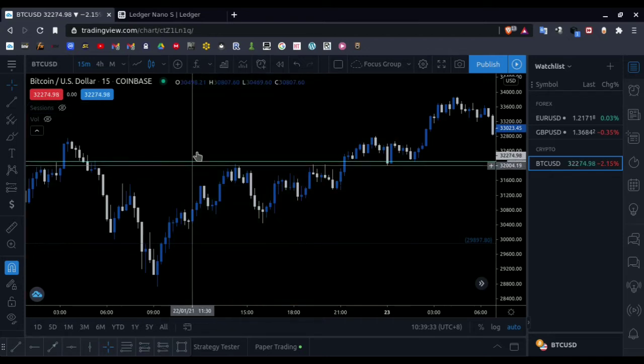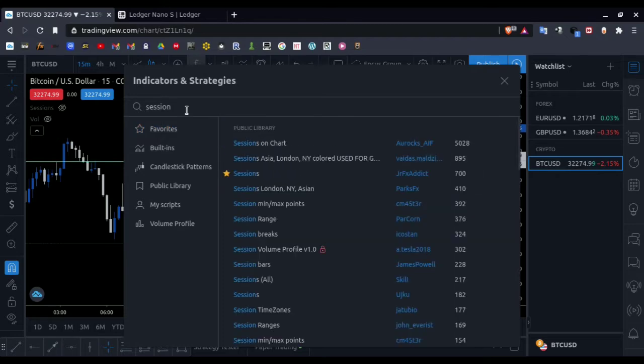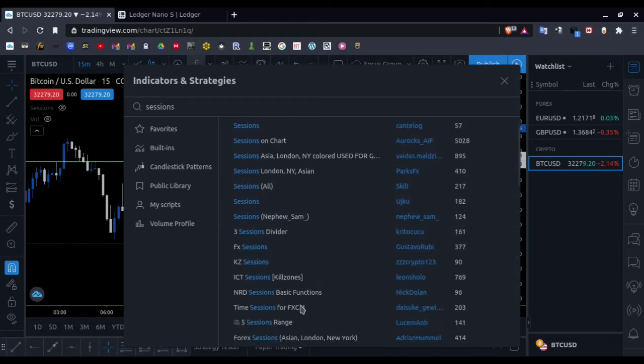So let's say you don't have it on your chart. All you have to do is go to the indicators and strategies option on your TradingView and just type sessions. And actually there's a lot of them in the public library. As you can see, this is the one I use currently, JRFX Addict. It has over 700, I think these are likes, so a lot of people like it. There's another one over here with over 5,000. So there's so many popular ones, and they all do similar things.